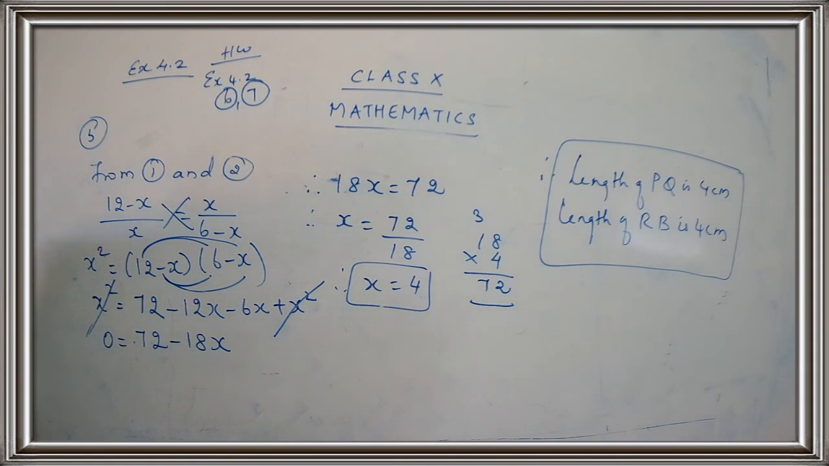Okay children? Okay, so just take down your homework, children. Your homework is from exercise 4.2, sum number 6 and 7. Okay children? Try to complete these two sums. Use the basic proportionality theorem and you will get the answer. Okay children? So we will be continuing with the remaining sums in the next class.